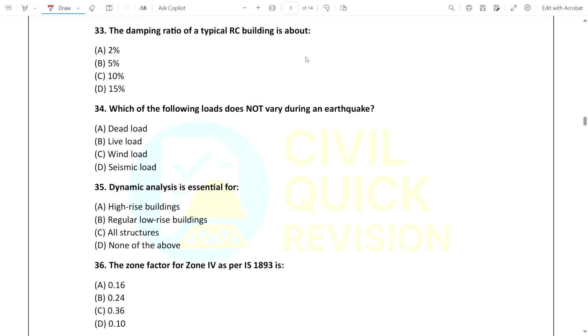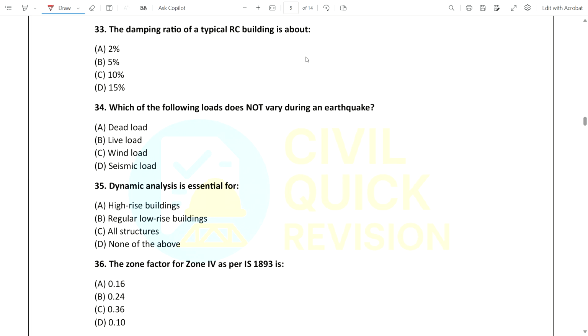Now coming to 33, the damping ratio of a typical RC beam is about what? 2%, 5%, 10%, or 15%. As I've already discussed in my previous video, you see the topic, this is 5%.